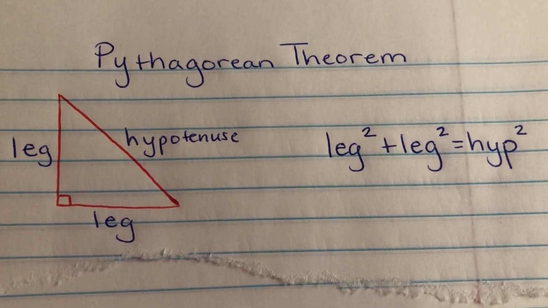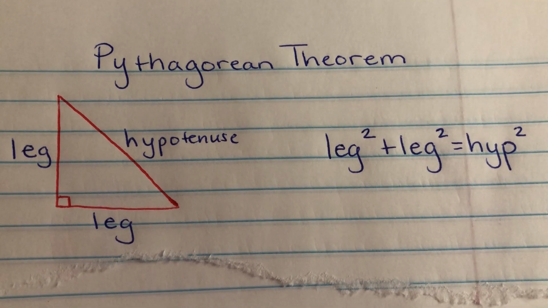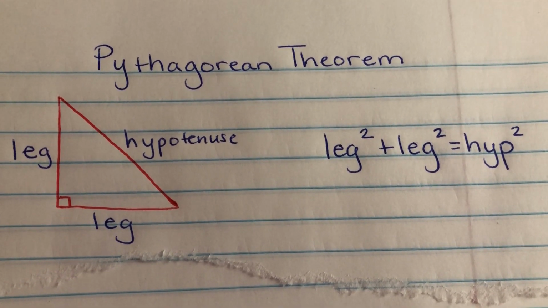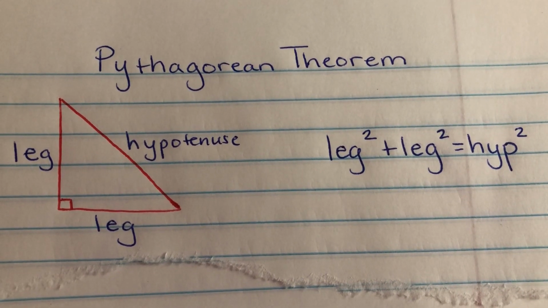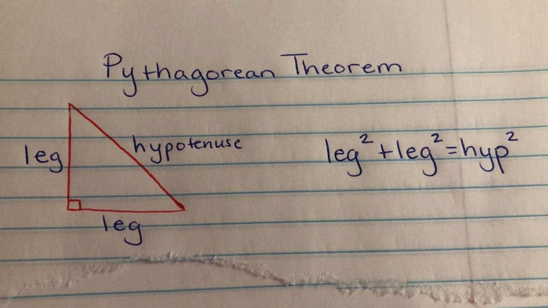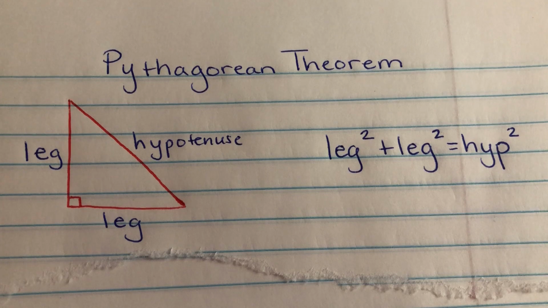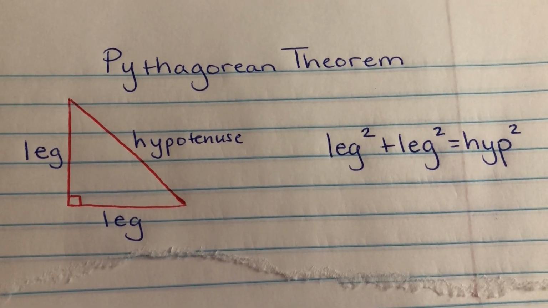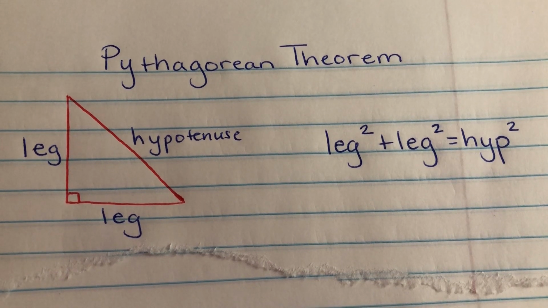So I just wanted to do a quick review of the concept of Pythagorean Theorem and then show you guys a couple practice problems that use it. So remember that Pythagorean Theorem is the one for right triangles, and it's used for finding the length of an unknown side. So the unknown side could be a leg length or a hypotenuse length.